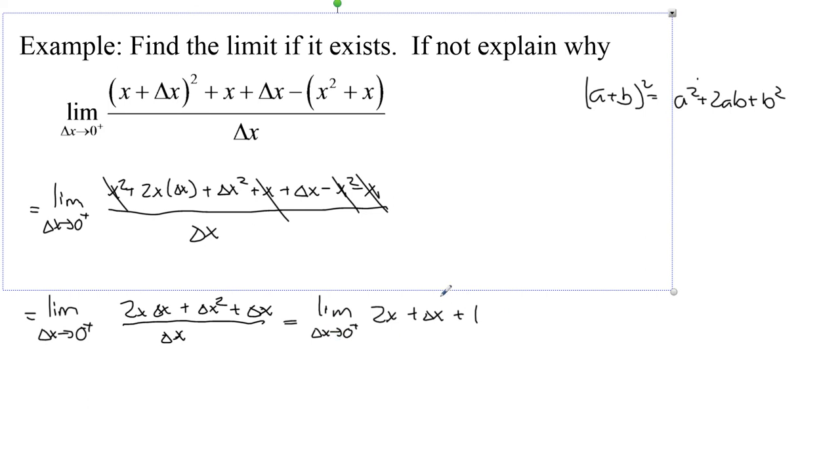Now, even though this thing, if it goes to 0, becomes 0, it doesn't become undefined anymore. So I can let all of these things go to 0 and say that this is just 2x plus 1, whatever that might be.